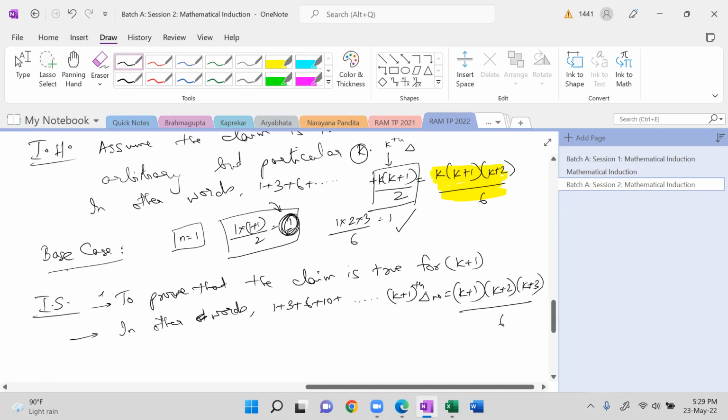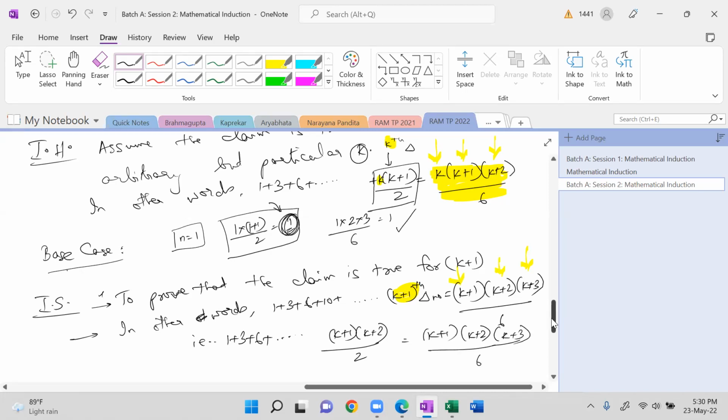divided by 6, right? If you look at it, it starts from k, and then k times k plus 1 times k plus 2. And here, if we are talking about the k plus 1th triangular number, it will start from k plus 1, go to k plus 2, then go to k plus 3, then divide by 6. We can also say that 1 plus 3 plus 6 plus all the way up to the k plus 1th triangular number is this, right? This is my k plus 1th triangular number, and we need to show that this is equal to k plus 3 divided by 6.